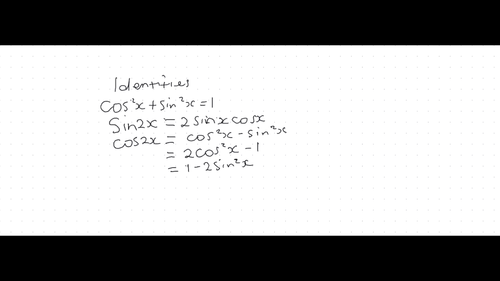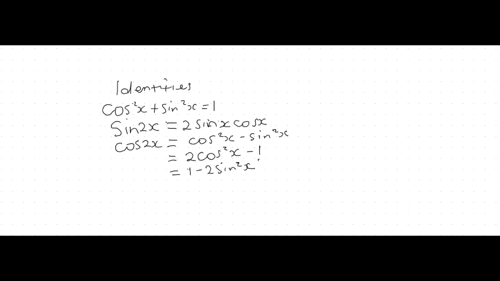When you are proving the left-hand side equals the right-hand side, it's very essential to know this, because sometimes when you are trying to simplify, you find that at some point you have to replace it with cos 2x. So yeah, this is very essential. Okay, so let's move on.